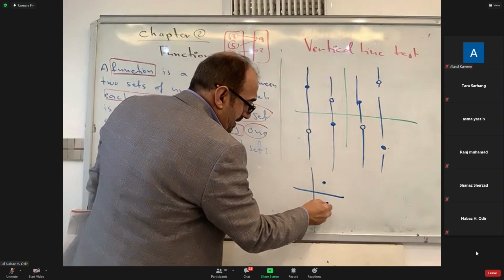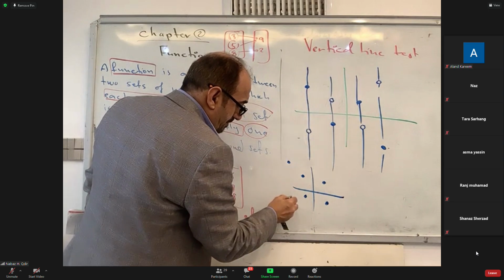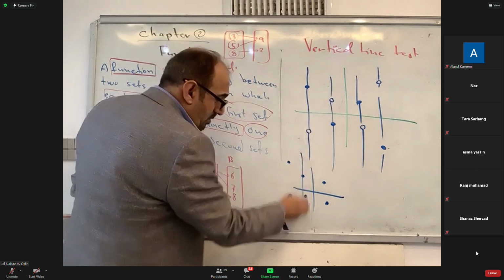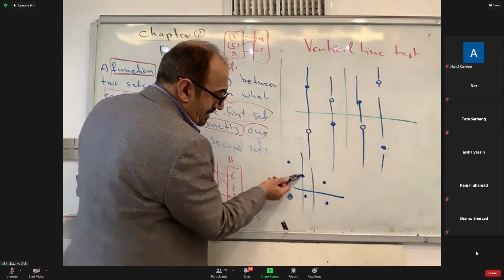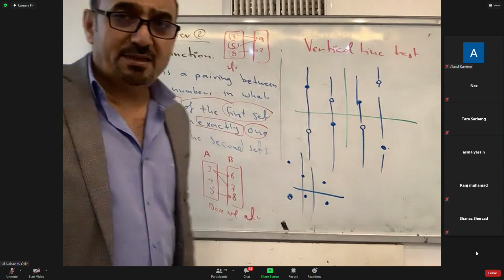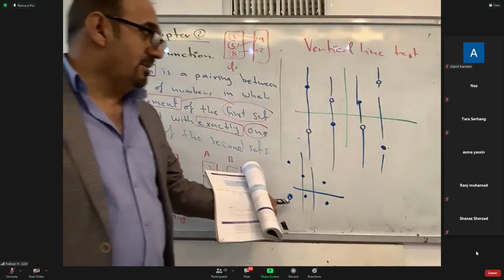But if you have a graph like this and this, when we draw a line, it intersects here and here. So that means this line intersects the graph twice. That means it is not a function.